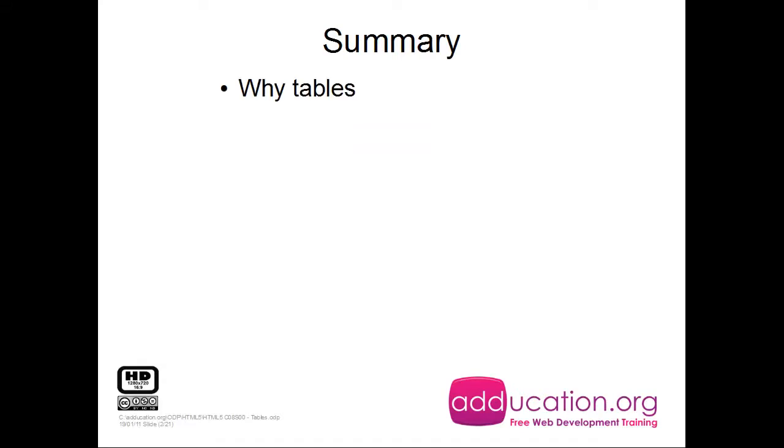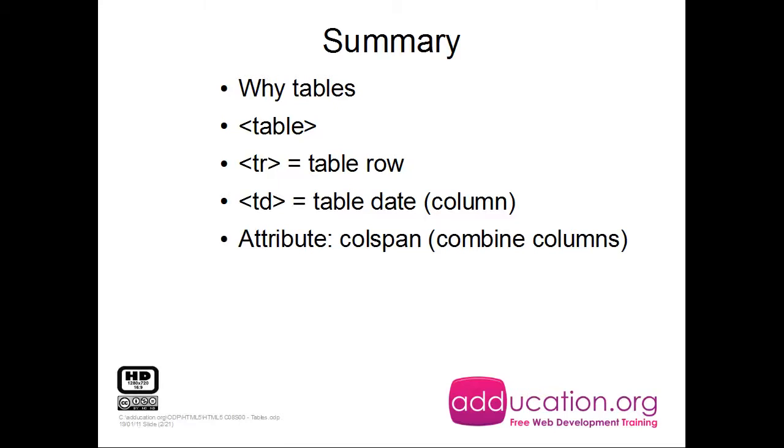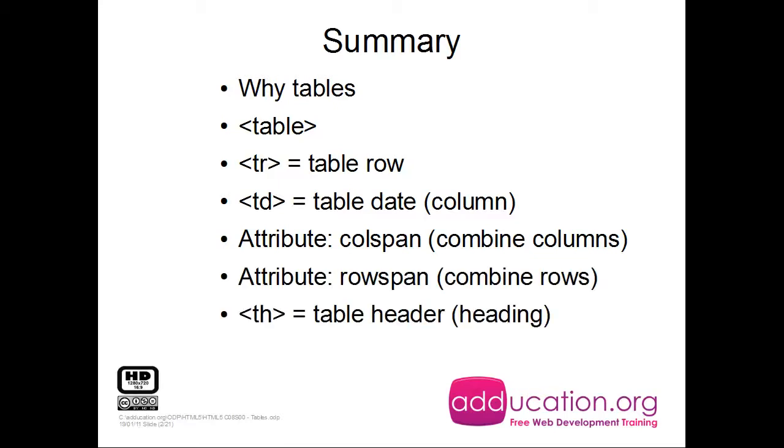Tables. Why are we going to use tables? Then the tag table itself. We're going to discuss the table row, mandatory. The table data, mandatory. Then the attribute colspan, you can combine columns with it. And the attribute rowspan, you can combine rows with it. Last but not least, the table header for heading.